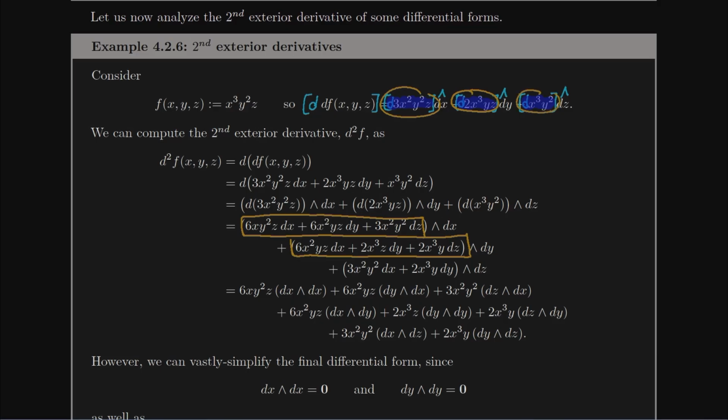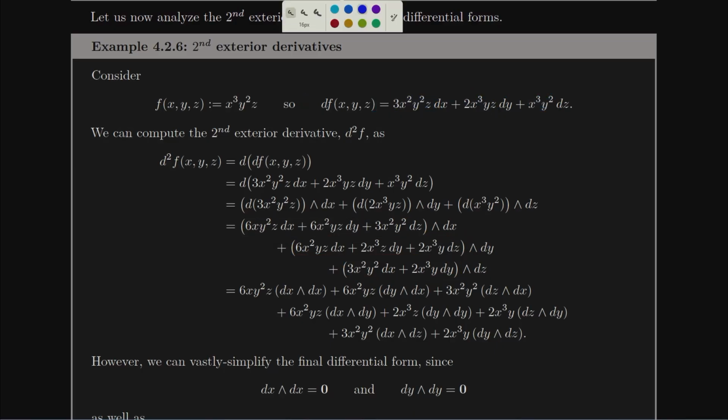If we take the exterior derivative of the third coefficient, we're going to get 3x squared y squared dx plus 2x cubed y dy. Now, the reason I went through those so fast is because it's actually not important. I mean, it is important, obviously, the computation, but that's not what I'm trying to stress with this example. You'll see what I'm trying to stress later. We've gone ahead and computed this exterior derivative on each coefficient.